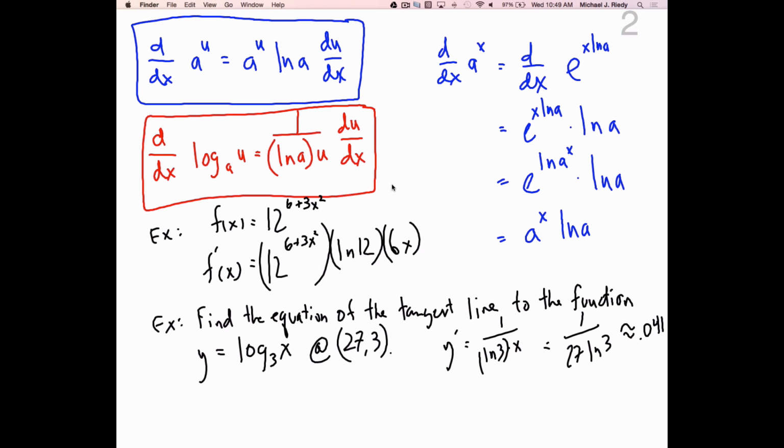Or if it's a non-calculator portion of the test, then you would just put this in as the slope. So we would get y minus 3 is equal to 1 over 27 times the natural log of 3 times x minus 27. And leave it in that form, don't simplify it, because if you screw it up, you'll lose points. Yes, sir. So you wouldn't want us to just do x minus 27 over 27 natural log? You mean move that up on the top? You can if you want, it doesn't matter. That's not a deal breaker.